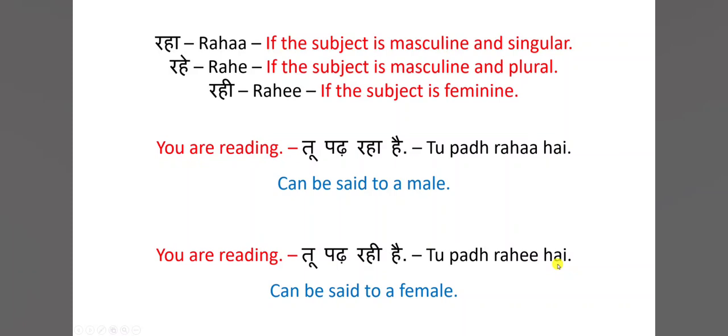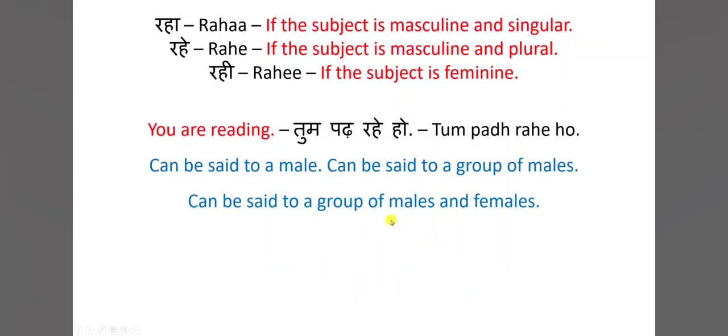Okay. Now, this is intimate and it is better to avoid it. Okay. Next, you are reading can also be तुम पढ़ रहे हो. तुम पढ़ रहे हो. तुम is you, पढ़ रहे is reading, हो is are. You can say this sentence to a single person, male, or a group of males, or a group of mixed genders.